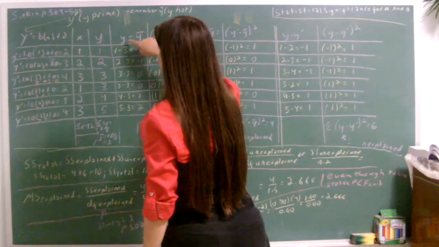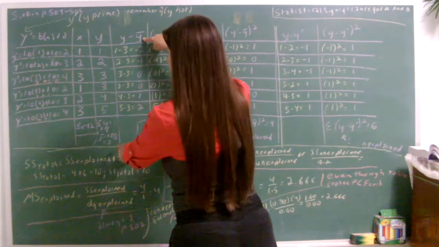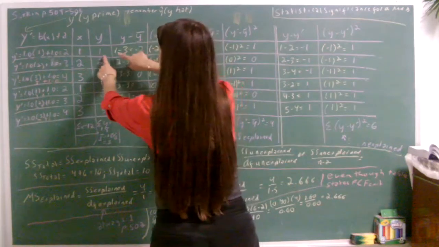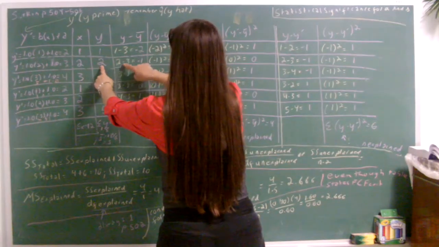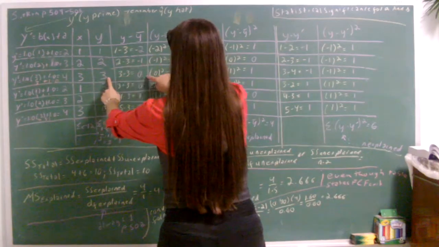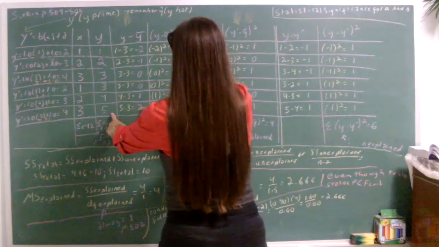So what we have here is y minus the mean of y, which again is 3. So y, 1 minus 3 equals negative 2. The next y, 2 minus 3 equals negative 1. 3 minus 3 equals 0. And 3 minus 3 equals 0. And 4 minus 3 equals 1. And 5 minus 3 equals 2.